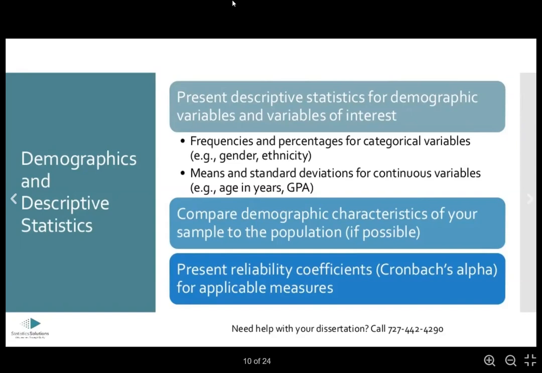And then if you have continuous variables, so for example, age, maybe if you're looking at weight, you would be reporting the mean and the standard deviation. What was the average age of the sample? And what was the standard deviation from the mean between the participants?